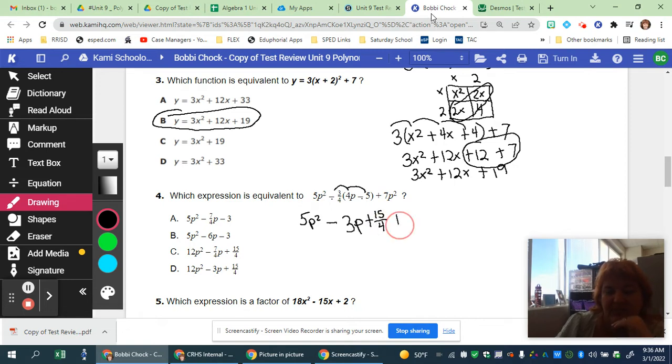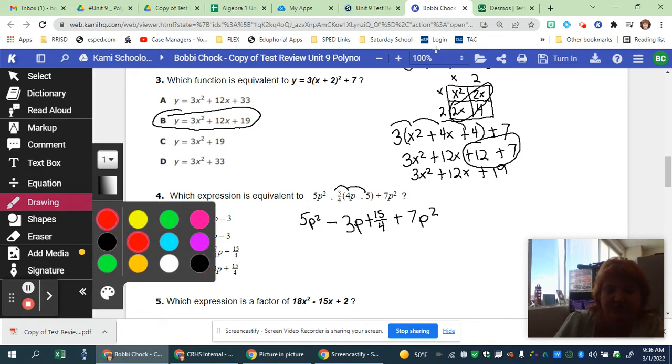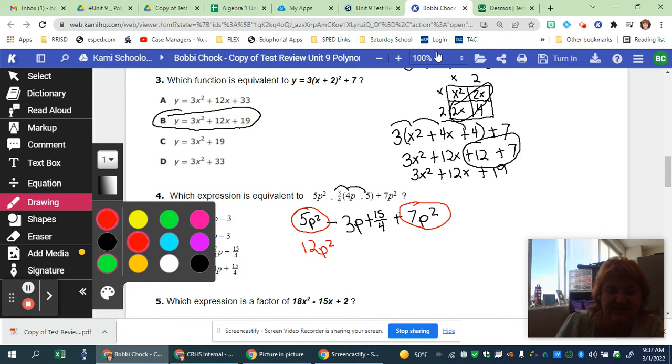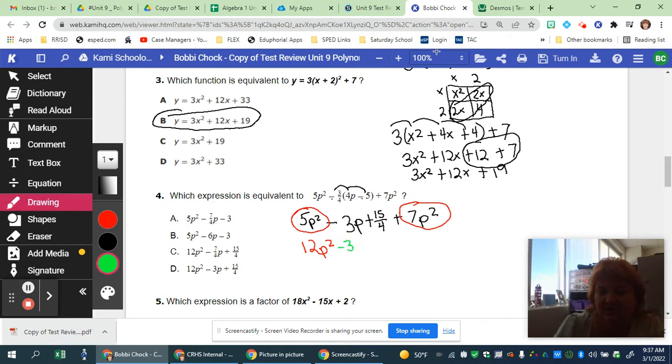And then plus 7p squared. Okay, we did it. We distributed this out and got this. And then we just kept those that we didn't deal with. Now this, let's do our colors again. This can be combined with this. Well, what is 5 plus 7? That's going to be 12p squared. Is there anything I can combine with this p? No, because nothing else has a p. So that's just going to be minus 3p.